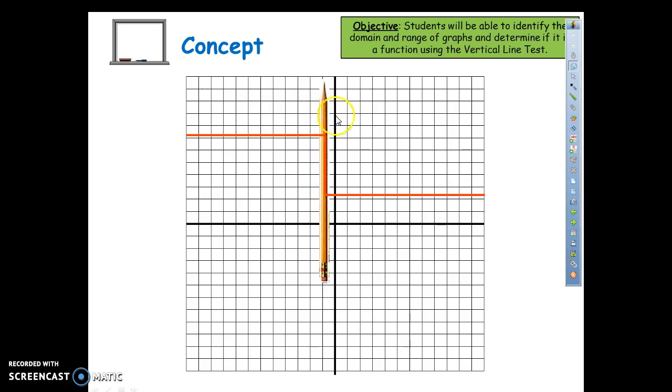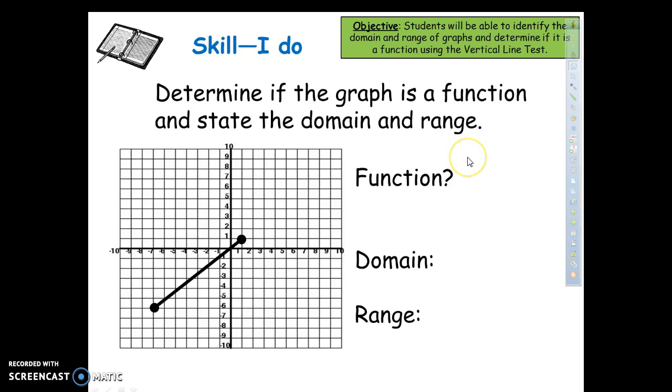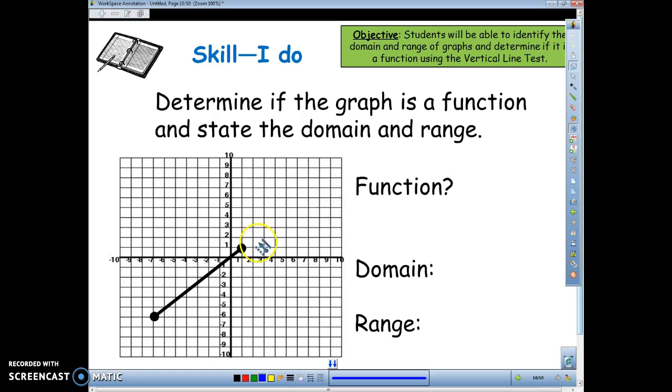Since this relation touches the vertical line at more than one location here, this is not a function. So what we're doing today, we're going to have 3 examples, and these are the top 3 examples in your notes. We're going to determine if this is a function, and then we're going to state the domain and range.